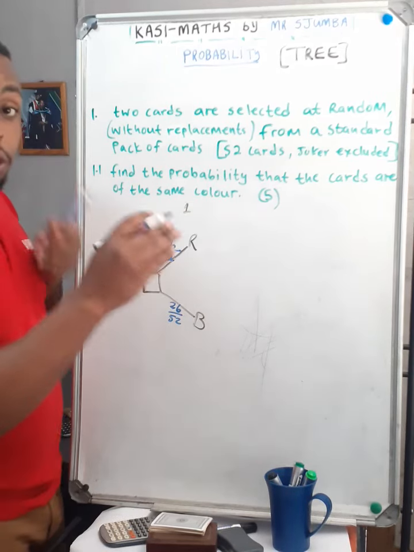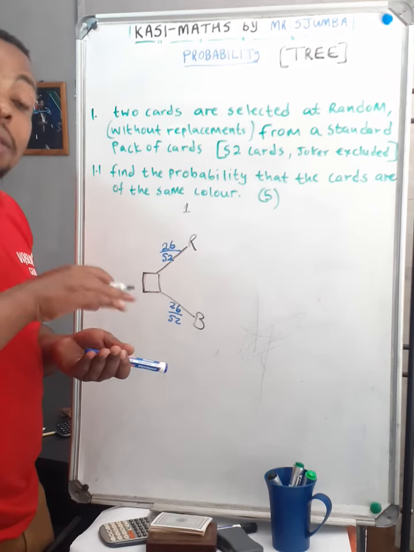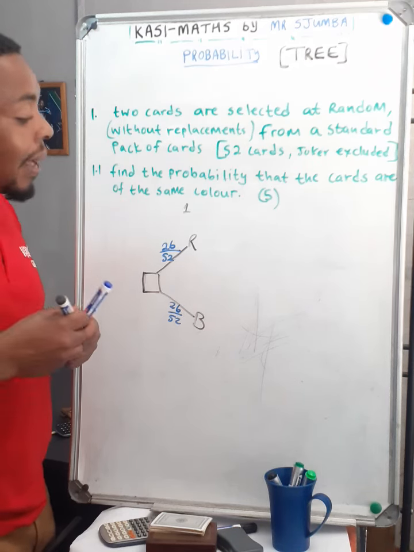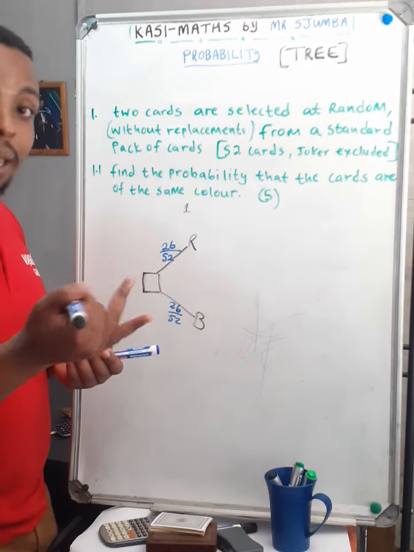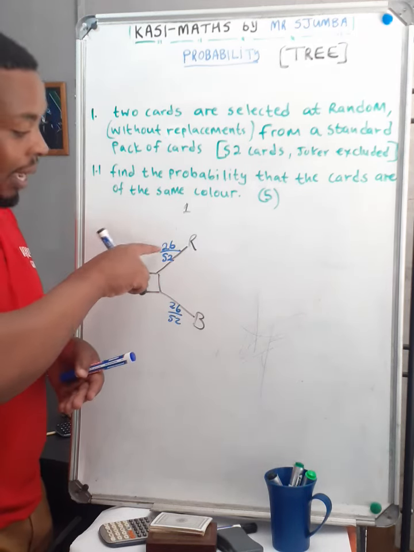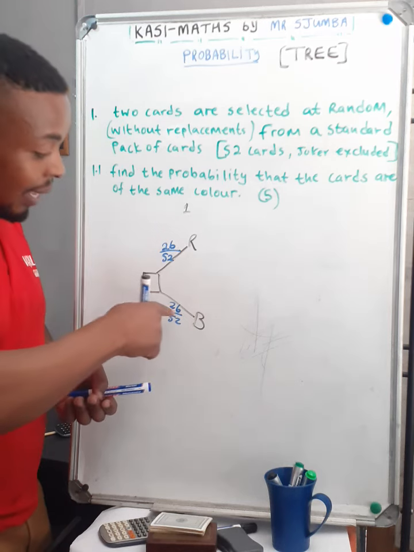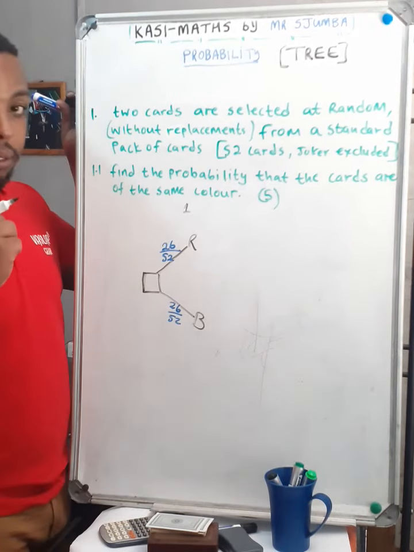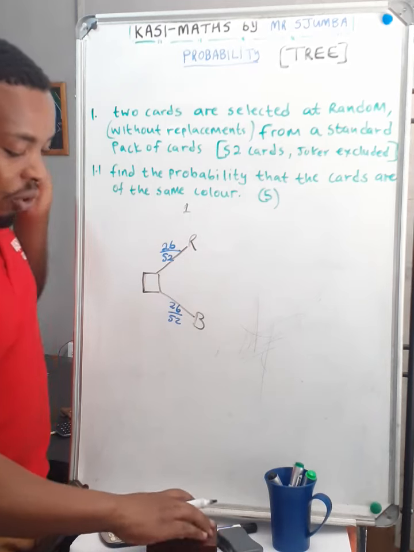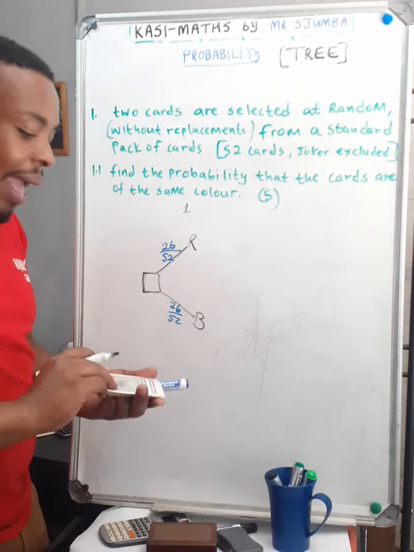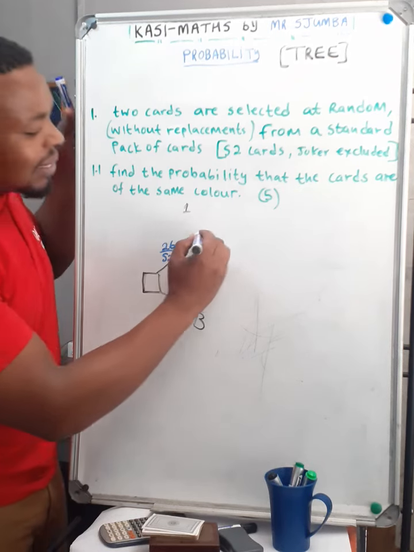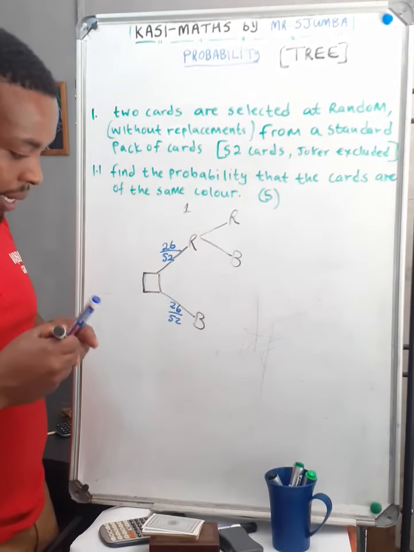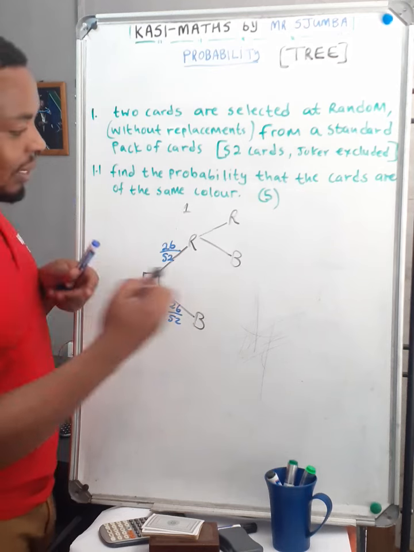This is the first event, drawing the first card. Before you draw the card, we check that the possible outcome is red or black. The chances of drawing a red card are 26, and the chances of drawing a black card are 26. Let's say the first card we draw is red and we set it aside. Then I go back and draw again. What are the possible outcomes? I may get red or I may get black.